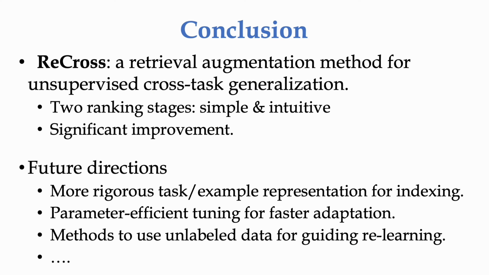So as a conclusion here, we would like to argue that ReCross is a retrieval augmentation method for unsupervised cross-task generalization. It has two ranking stages, and it's very simple, straightforward, and very intuitive. And it results in a very significant improvement over non-retrieval and even some retrieval-based baseline methods. And our future directions include having a more rigorous task representation for indexing, and maybe also some parameter-efficient tuning for fast adaptation.